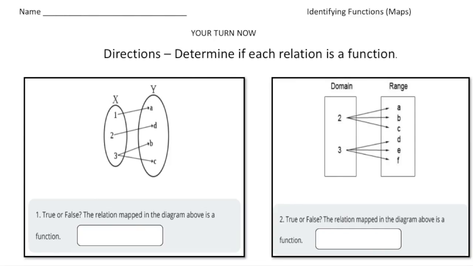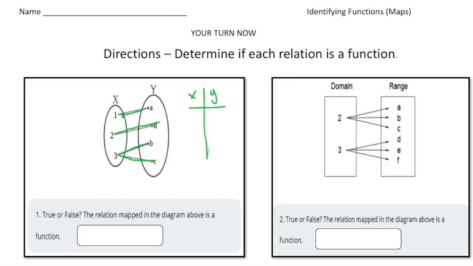All right, welcome back. Let's see how you did with these practice problems. It says determine if each relation is a function. The first one, the number 1 is paired up with A. The number 2 is paired up with D. But notice the number 3 is paired up with 2 different Y values. That's a no-no. So let's actually make a little XY table here to display this.